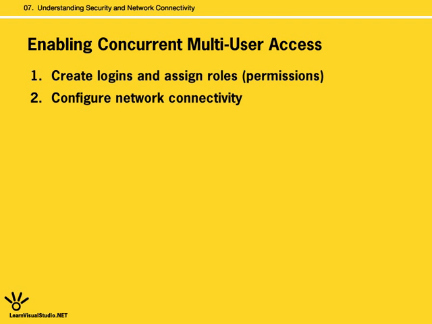So now let's take a look at the first scenario we described at the beginning of this video, concurrent multi-user access. To enable your applications to utilize this, you have to do two things to the computer that will host the database. First, you have to create logins and then assign roles for the database using SQL Server Management Studio Express. Second, you have to configure network connectivity, which by default is turned off for security purposes. Also, if your computer has a firewall, you have to create an exception for SQL Server so applications can make requests on certain ports and not have them rejected automatically.